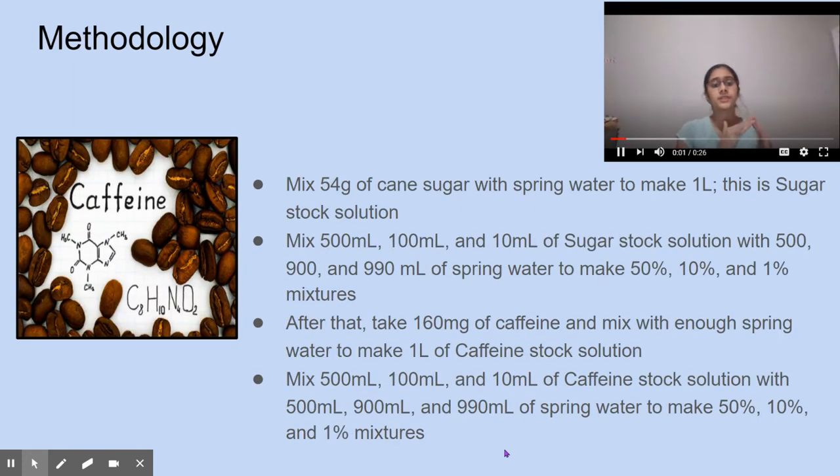Mix 54 grams of cane sugar with enough spring water to make a liter. After that, take the three amounts shown of sugar stock solution and mix it with the three amounts of spring water to make 50%, 10%, and 1% mixtures. After that, take 160 milligrams of caffeine and mix with enough spring water to make a liter of caffeine stock solution. After that, repeat the same process that you did for the sugar stock solution to make 50%, 10%, and 1% mixtures.